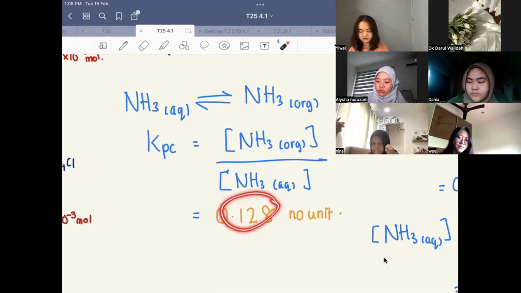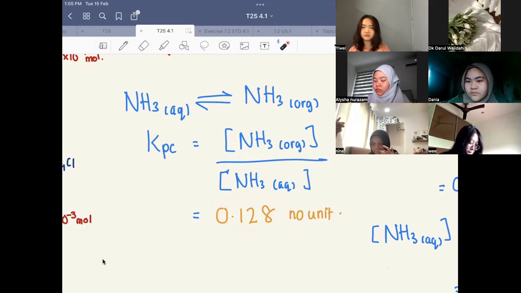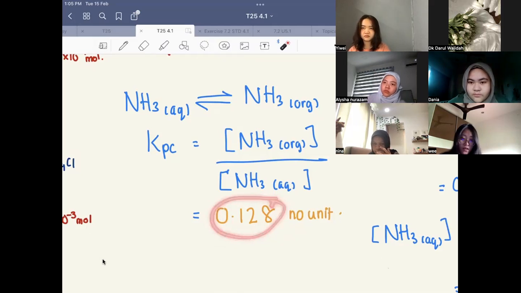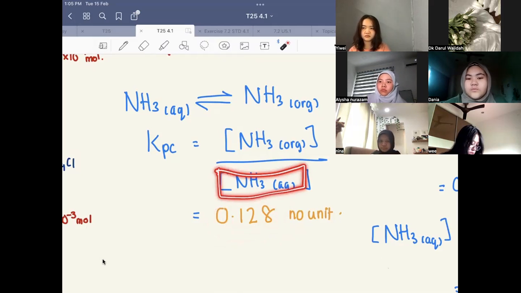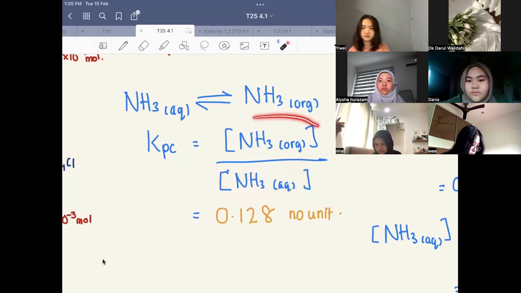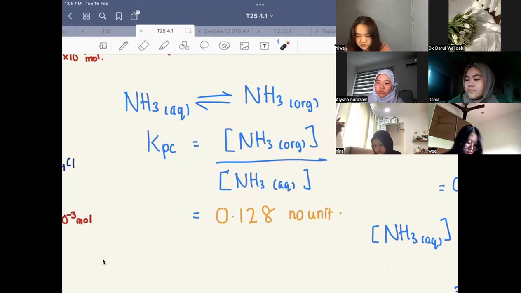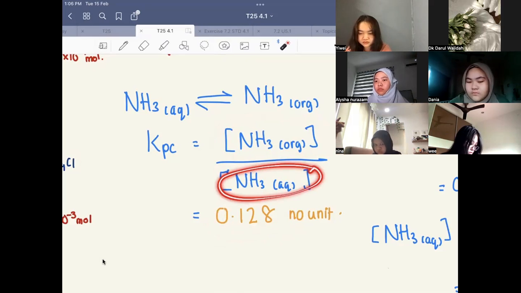So if you look at the number 0.28, you can see that it's a small number, less than 1. So the bottom number is bigger than the top number. Do you all agree? Mathematically, in general, yeah? So that means the bottom number is a big number, so ammonia is more soluble in aqueous, in water. Okay?